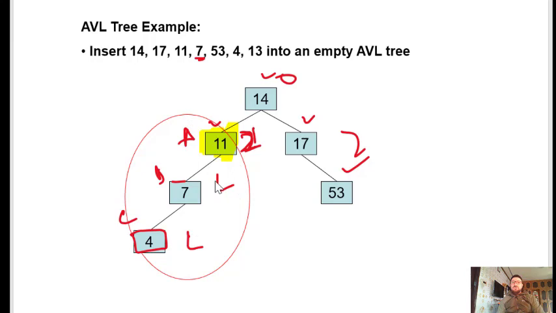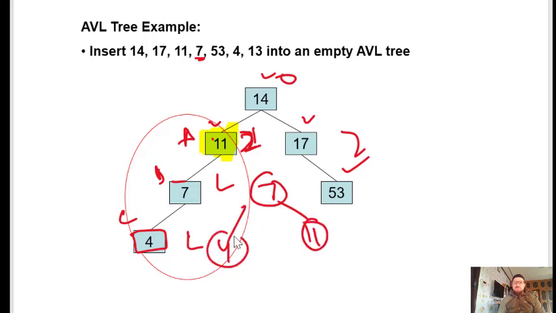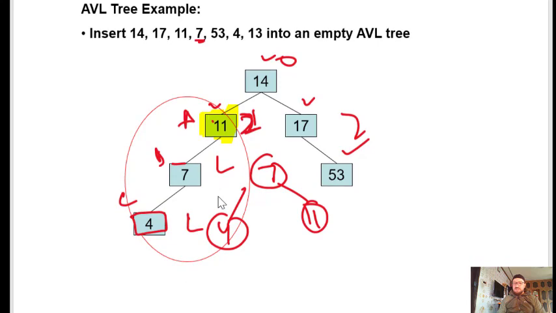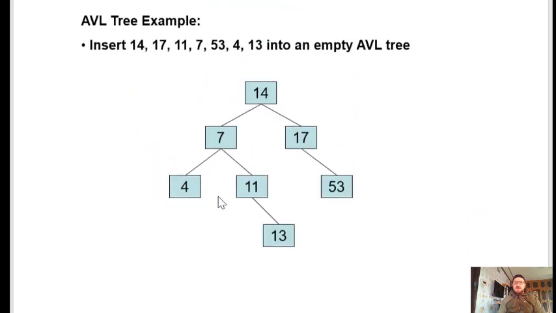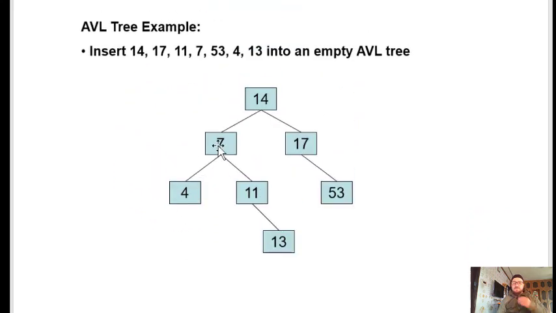So what do we do in a LL rotation? In LL rotation we make A child of B. So that means 7 will come up here, 11 will go here, and 4 will go here, like this. So that's what we have done in our next slide. So 7 has gone up, 4 and 11.